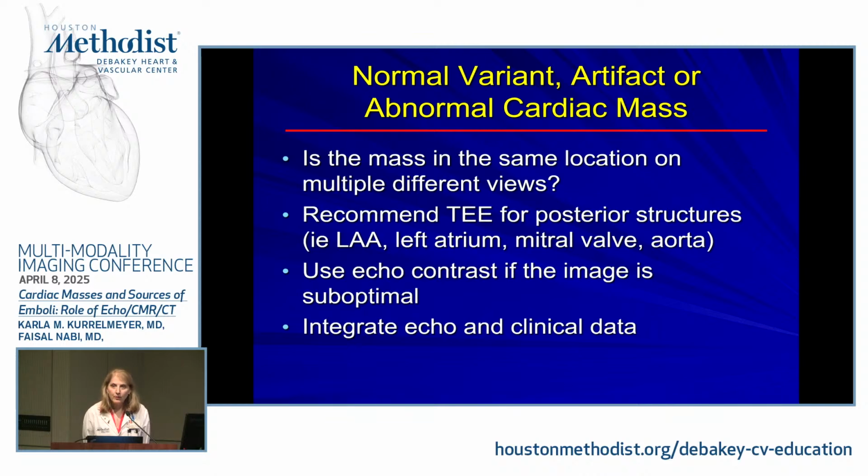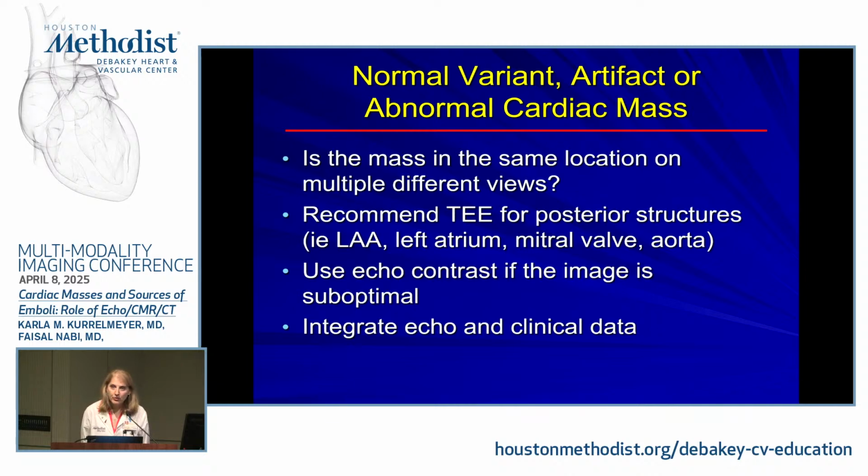So what are the 4 different things that you should consider when trying to determine whether or not it's a normal variant, an artifact, or an abnormal cardiac mass? It all starts with, is the mass in the same location on multiple different views? If it is, it's going to be either a normal variant or an abnormal cardiac mass. If it isn't, it's most likely an artifact.